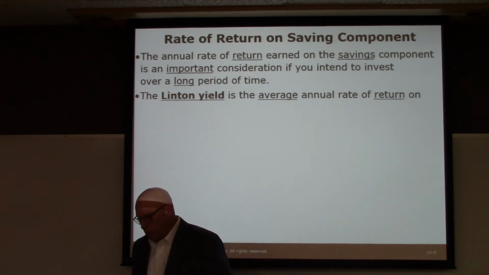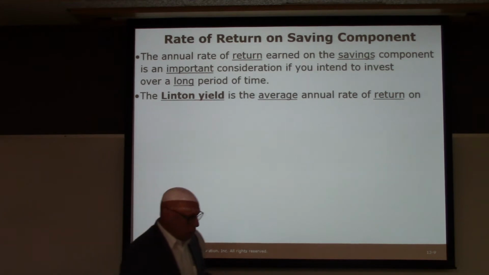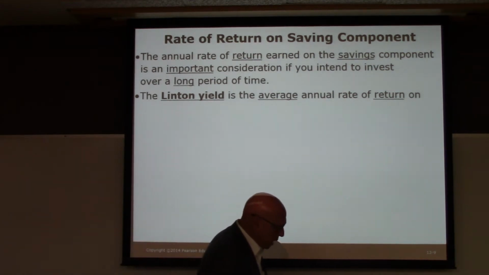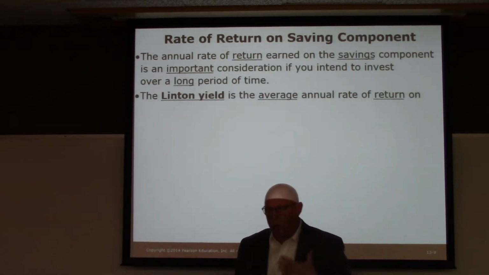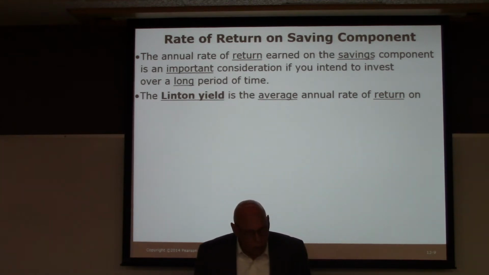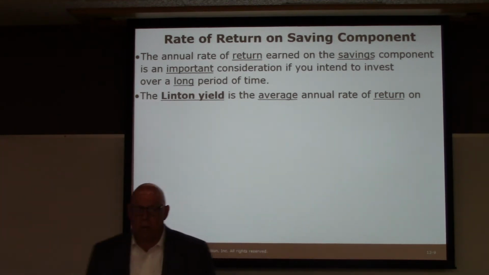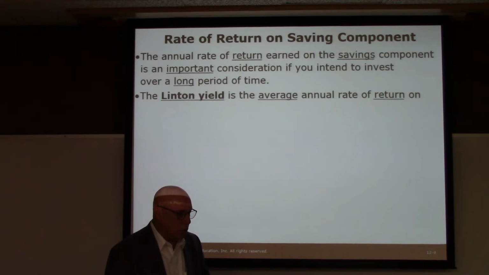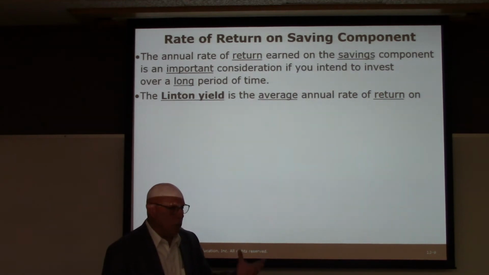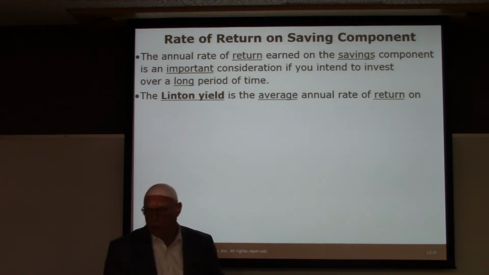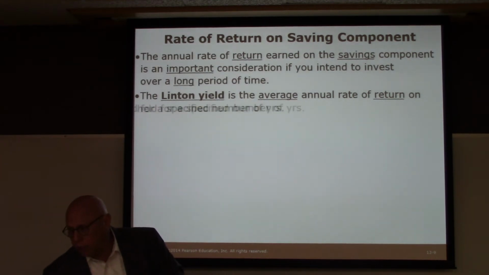yield. And the reason I include it is because it's on the exams, the licensing exams. The reason I don't like it is nobody uses it, okay? Because the information that you need to compute the Linton yield is not readily available. So why do they even bother showing it to us? It's on the licensing exams.